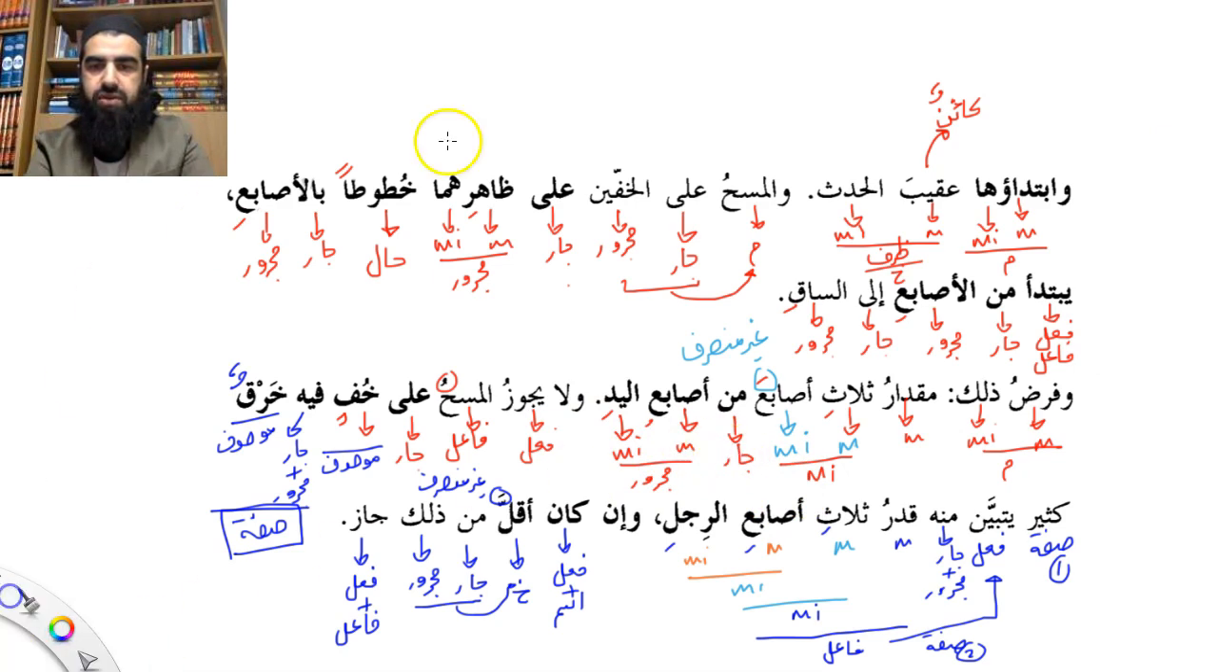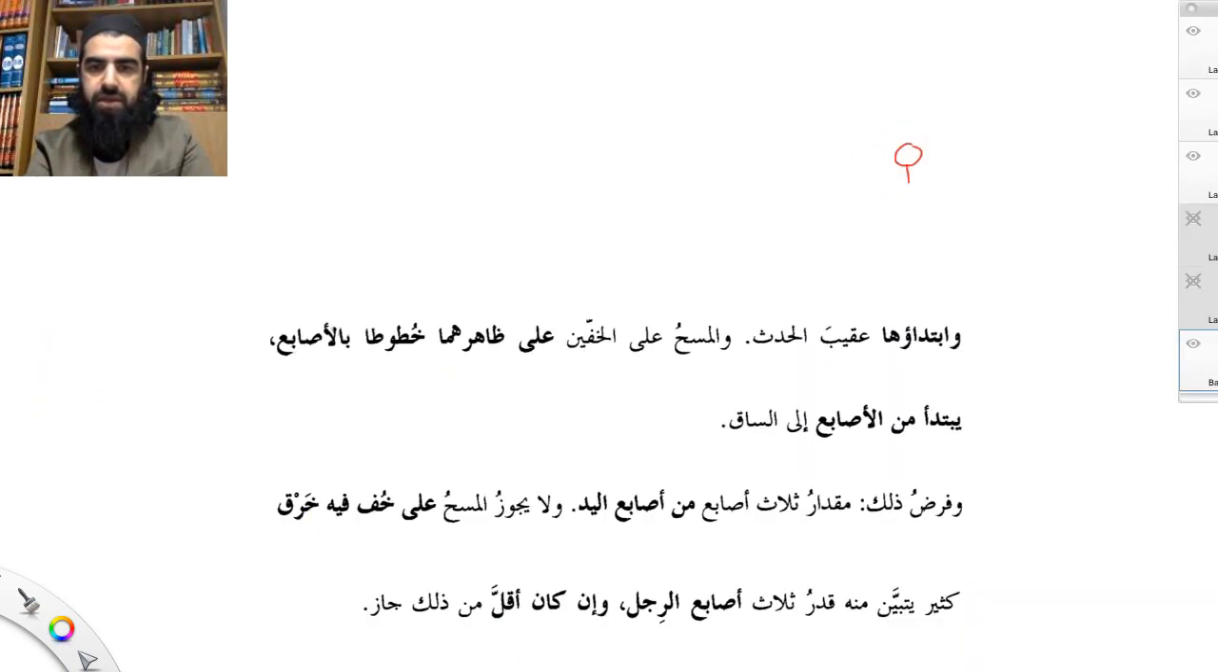So let's have a go at trying to translate it all. Let me just highlight some things here. Okay, so you got mubtada here, ibtida'uha, aqiba, ibtida'u mubtada, mas. Actually it's supposed to be mas al-khuffain, ala zahiri khutut, and all that is the khabar. That's all the mubtada. And then all the miqdar thalath asabi min asabi al-yadi, that's the khabar. Okay, alright.